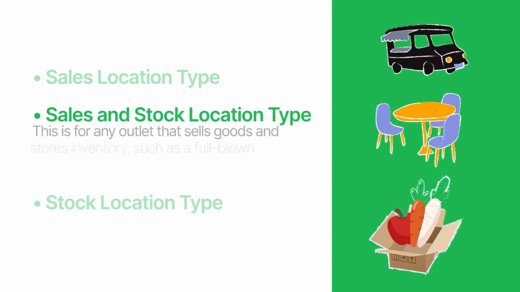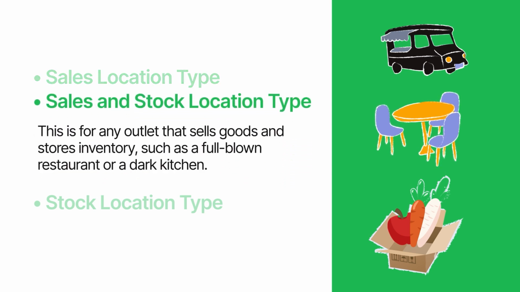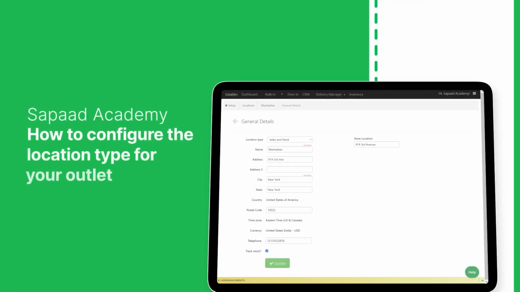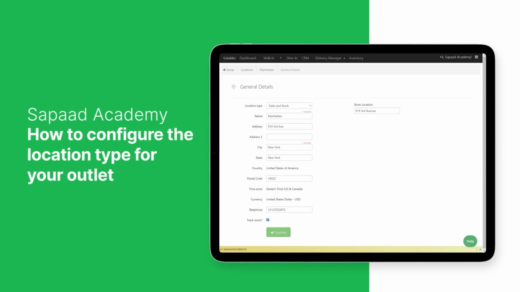The sales and stock location type is for any outlet that sells goods and stores inventory, such as a full-blown restaurant or a dark kitchen. Finally, the stock-only location type is used for a central kitchen that won't sell directly to customers, but will store inventory for other outlets. In this video, learn how to configure the location type for your outlet.